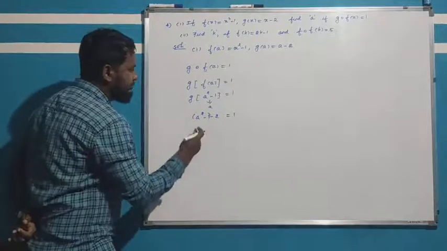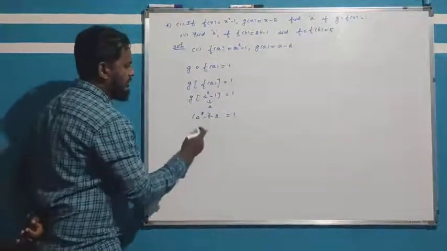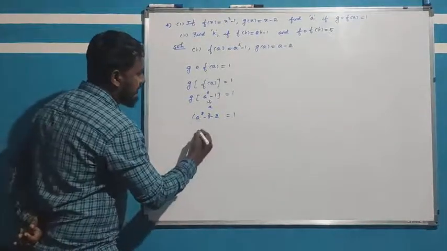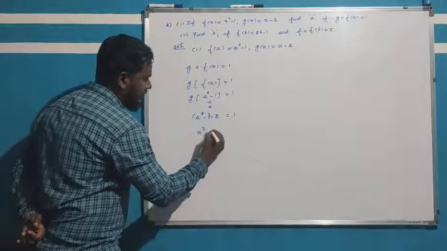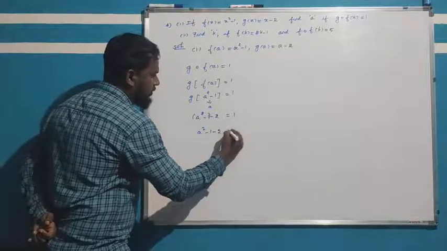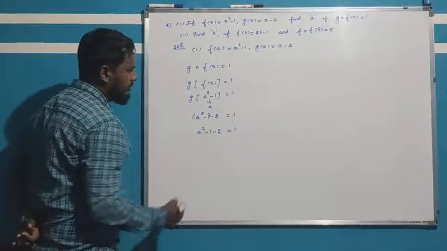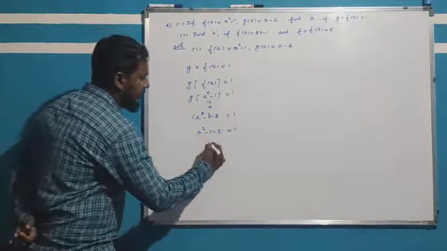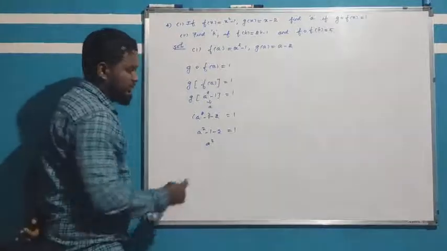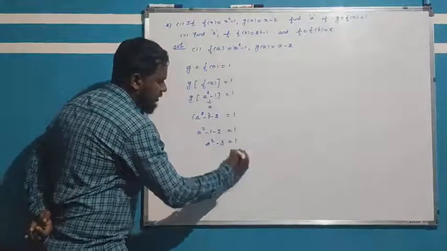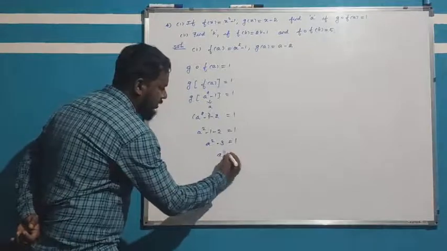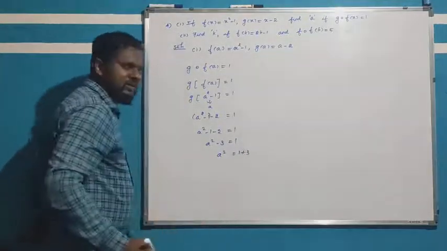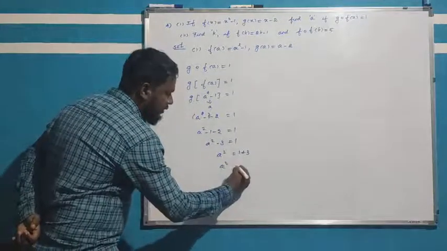Now a square minus 1 minus 2 is equal to 1. So a square, then minus 1 minus 2, adding means minus 3, is equal to 1. Then a square minus 3, taking it to the other side means 1 plus 3 will come. 1 plus 3, then a square is equal to 4.